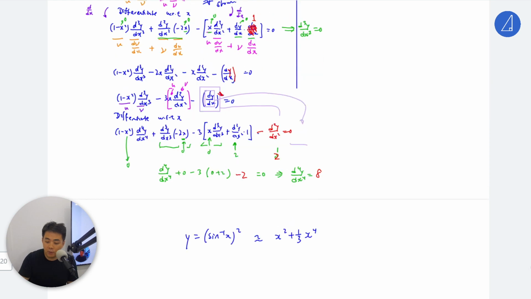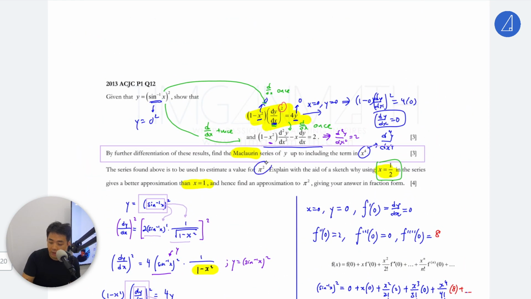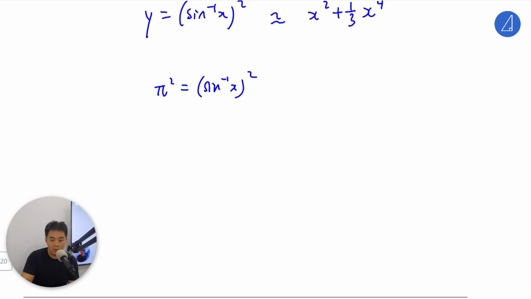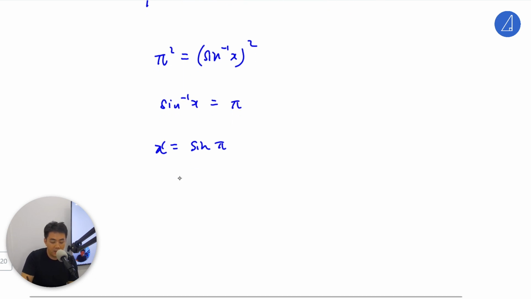We first off, you want to find pi square, right? What is pi square? Pi square equals sine inverse x square will mean what? Will mean that sine inverse x equals pi. So meaning x is sine pi will be what? X will be 1. Okay. Is it 1? No, it will be 0. Sine inverse pi.